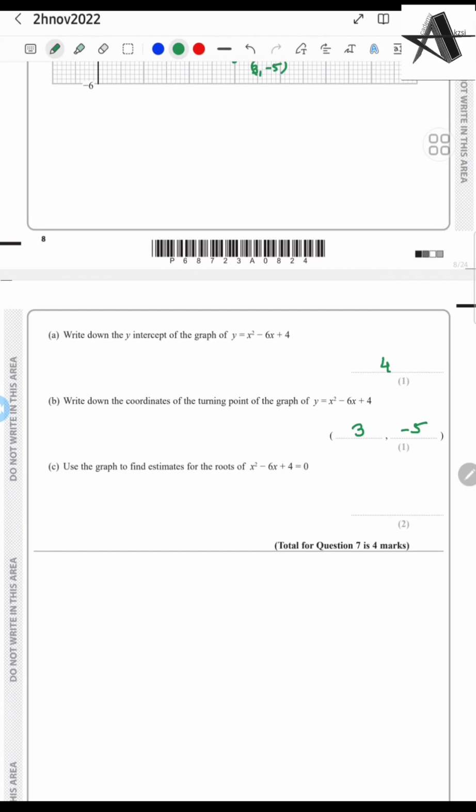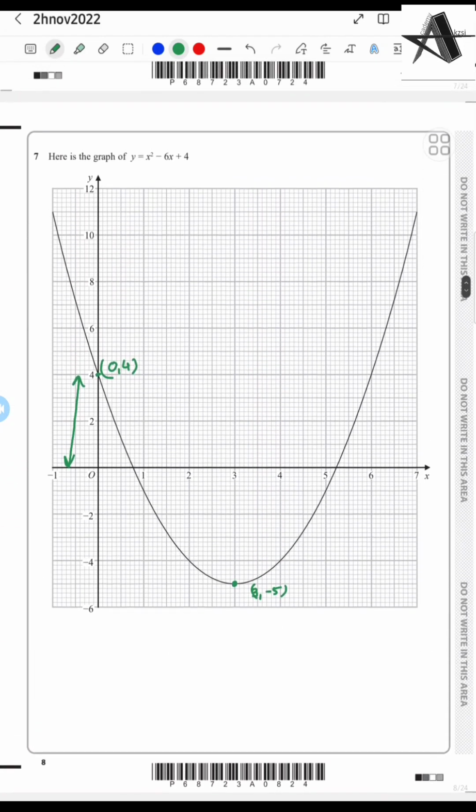Use the graph to find estimates of the roots. Roots are basically, for any curve, whether it's a quadratic, a cubic, a fourth-degree, any curve, wherever the curve is cutting the x-axis, that gives the root of that particular curve. And it is cutting here. Why does it say estimate? Because you have to read it clearly from the graph. This is between 0 and 1, and each square represents 0.1 unit. So this one will be approximately 0.8. So the first value of x is 0.8, and if each block represents 1 unit, the other is going to be 5.2.